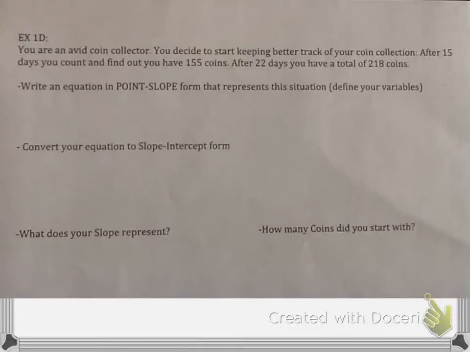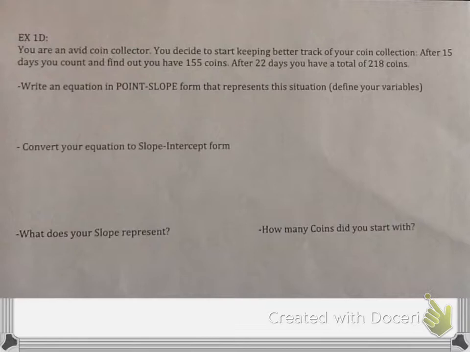Alright, here's a word problem that we need to practice on how point slope and slope intercept forms can be used. So here we go. You're an avid coin collector. You decide to start keeping better track of your coin collection. After 15 days, you count and find out you have 155 coins. After 22 days, you have a total of 218 coins.